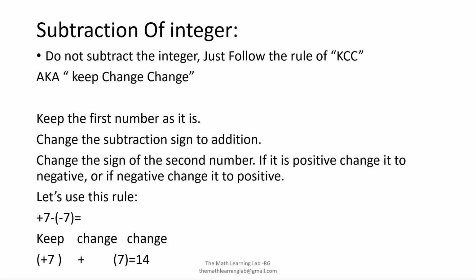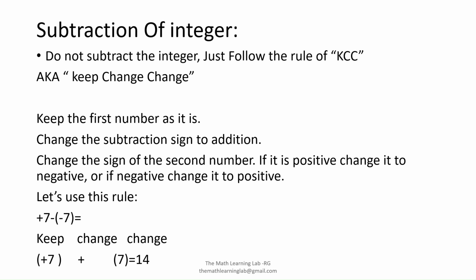Subtraction of an integer is a little tricky. We cannot subtract integers like we used to do with real numbers. We have to use the rule KCC, also known as keep change change. So the steps are: keep the first number as it is, change the subtraction sign to addition, change the sign of the second number. If it is positive, change it to negative. If it is negative, change it to positive.